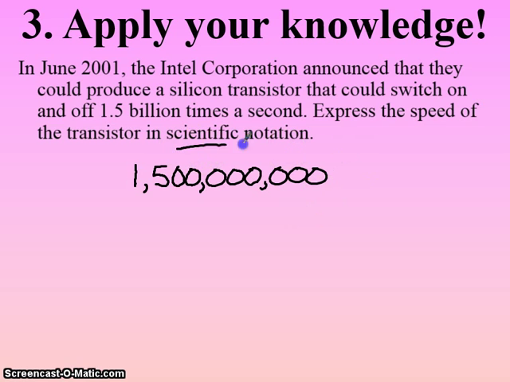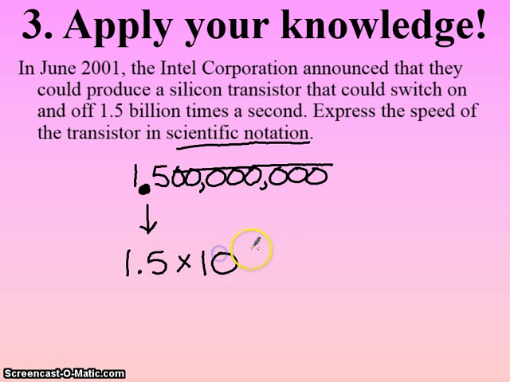Now let's express this in scientific notation. We need a decimal with only one number to the left of the decimal, so our new decimal point is going to have to be here. So we write down only the non-zero numbers, so 1.5. We will always write times 10, and we'll have a power. The power is going to be the difference in place value between the old decimal, which was here, and the new decimal that we placed here.